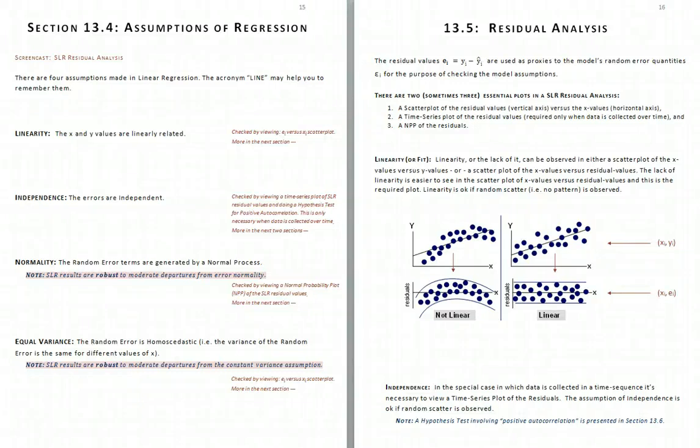This screencast is about residual analysis, that is, checking the simple linear regression model assumptions. The linearity assumption is that x and y values are linearly related. The independence assumption is that the random errors are independent of each other. That is, knowing the most recent random error value will not help better predict the next random error value.